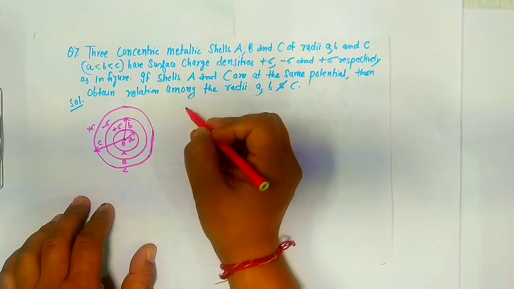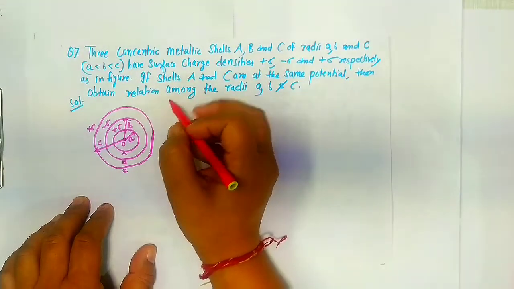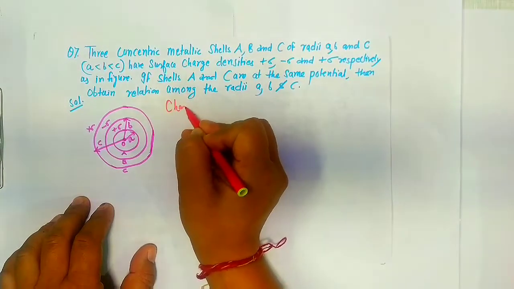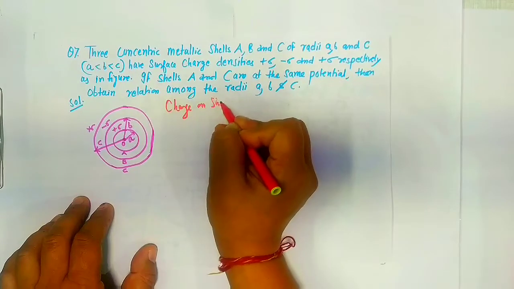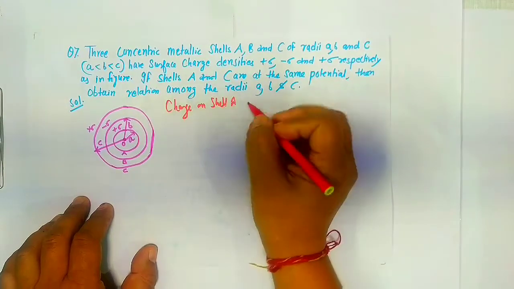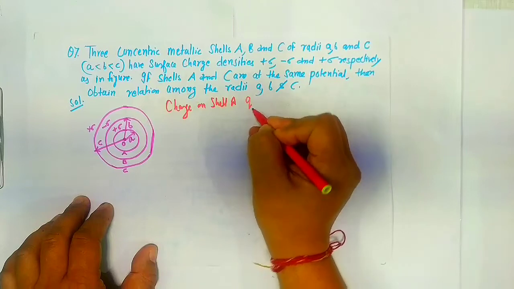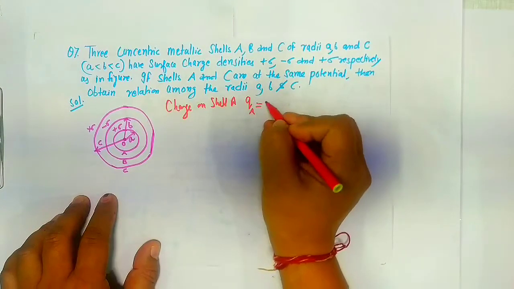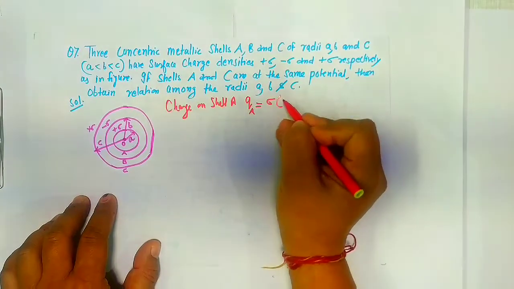Okay, so we know that. We will find out first the charge. Now charge on shell A, and I think most of you know, say the charge is QA, and charge is sigma into the surface area.